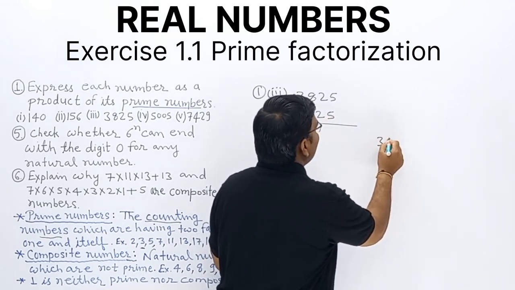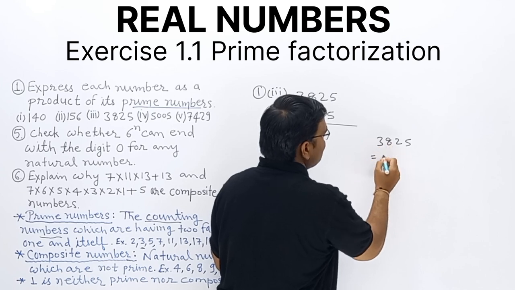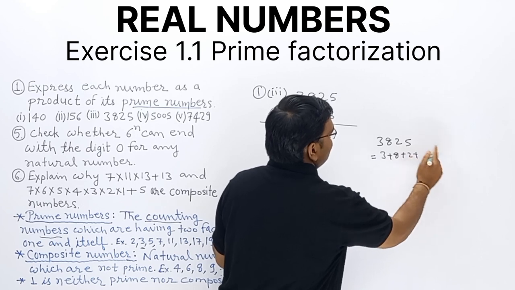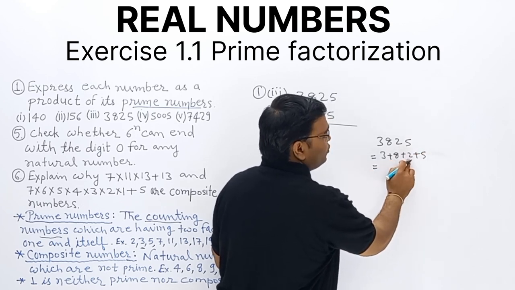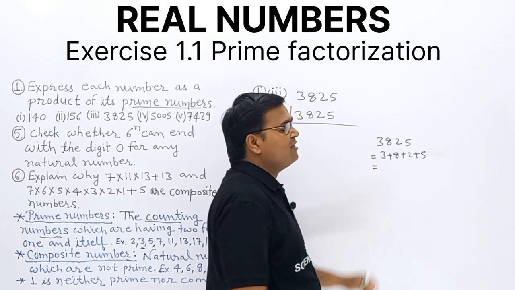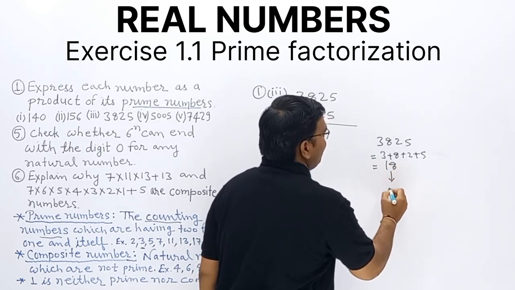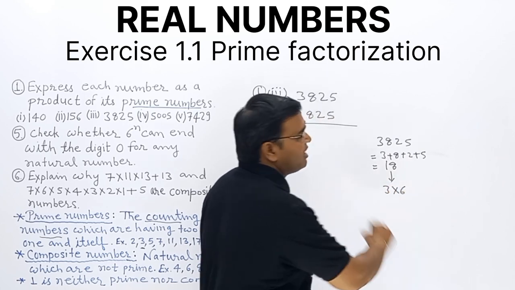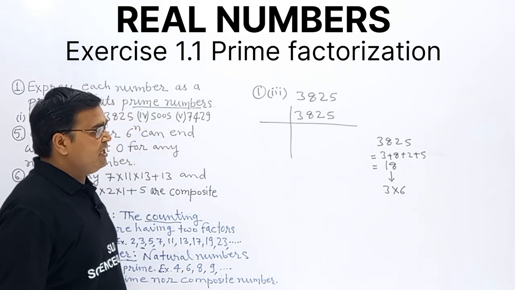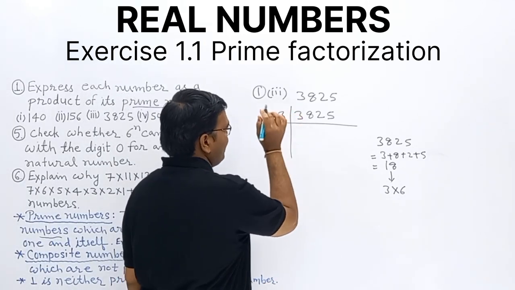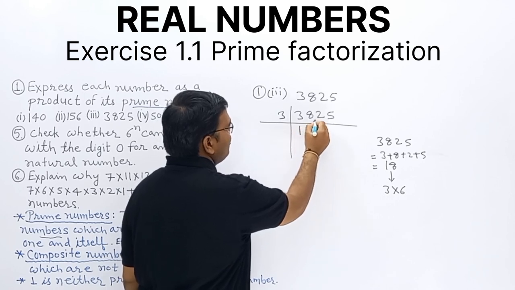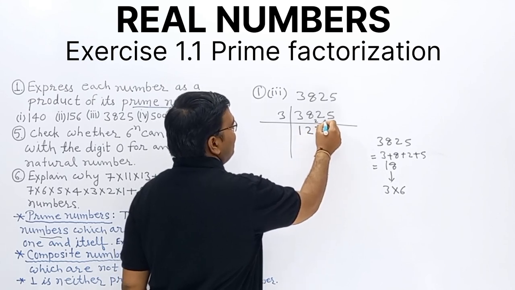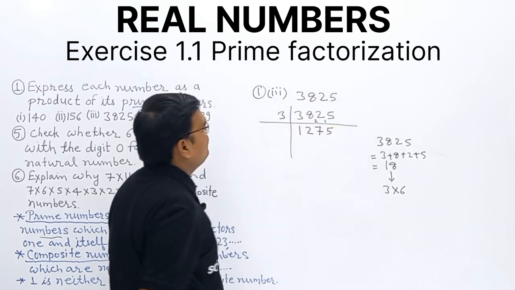We have 3825, and its digit sum is 3 plus 8 plus 2 plus 5. 8 plus 2 is 10, 10 plus 5 is 15, 15 plus 3 is 18, and 18 is a multiple of 3. How? It comes in the table of 3, 3 into 6 is 18, so we can divide this number by 3. I am using 3 there. 1 time, 2 times, 2 is remaining. How many times? 7 threes are 21, 1 is remaining. 5 times it is going, 5 threes are 15.